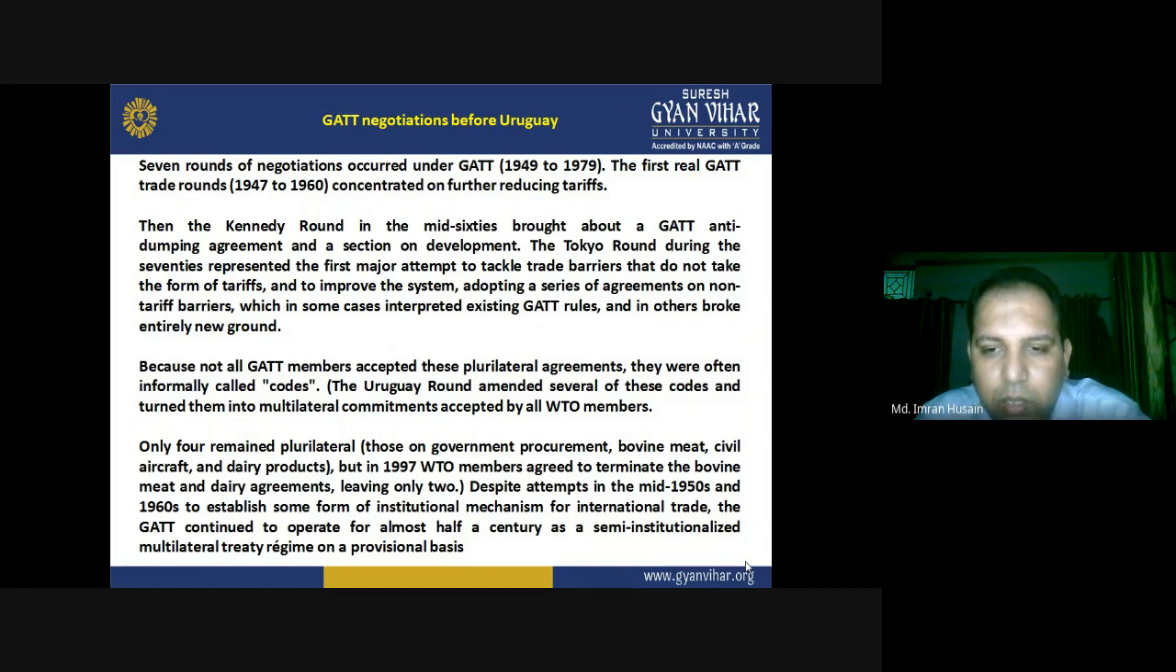Despite attempts in the mid-50s and 60s to establish some of the institutional mechanisms for international trade, the GATT continued to operate for almost half a century as a semi-institutionalized multilateral treaty regime on a provisional basis.